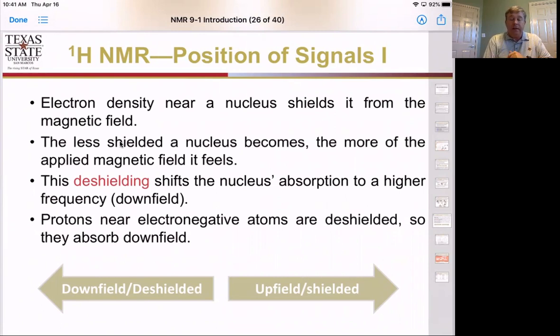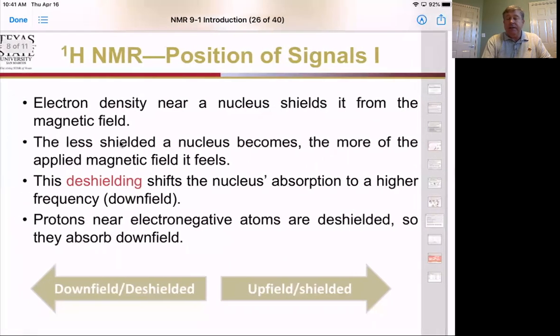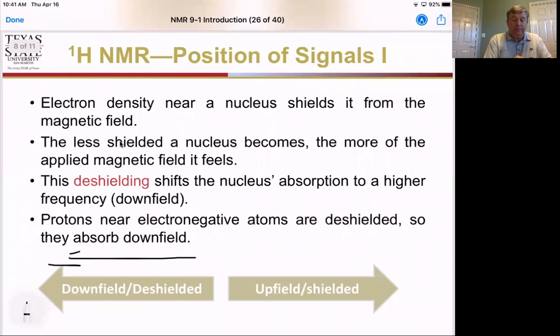So if you think about it, if electrons are being pulled away from the carbon with that hydrogen on it, it's going to shift it downfield, okay? So if there's very little electron withdrawing on that hydrogen or on the carbon that those hydrogens are on, there's going to be less deshielding, and it's going to be shifted upfield from the other ones. So protons near electronegative atoms are deshielded, and therefore they are going to be shifted downfield.